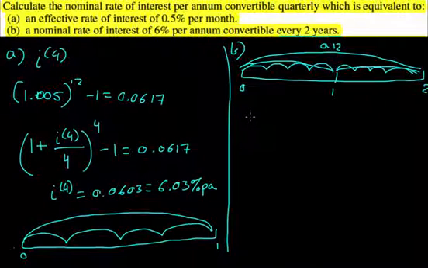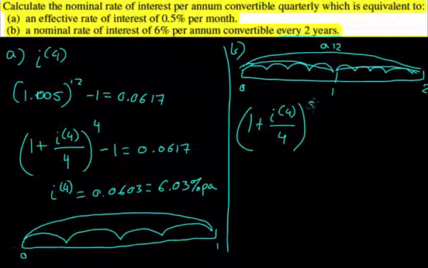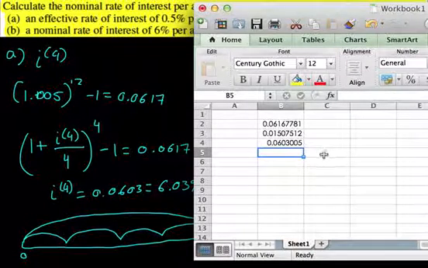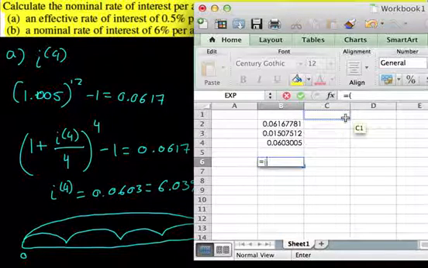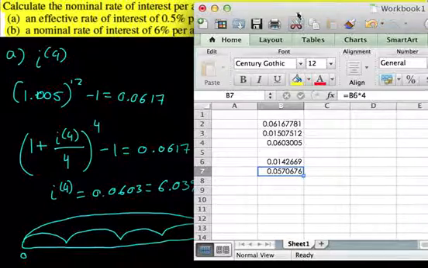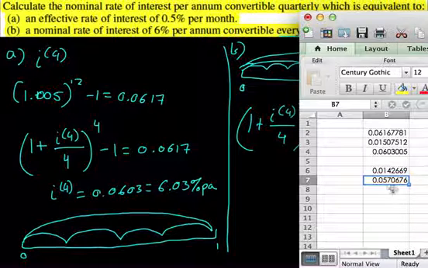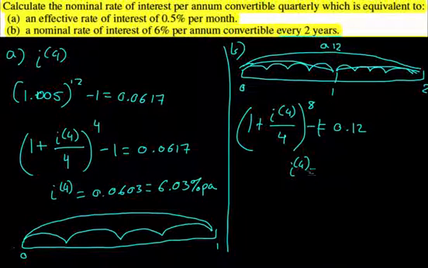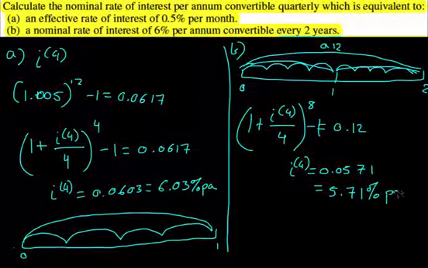So let's have a look at this. We're going to have 1 plus this rate over here, to the power of 8, and minus 1, is going to give us 0.12. Let's have a quick look and make sure everything is done correctly. So it'll be 1.12 to the power of 1/8. Then we minus 1, and then we take that and multiply it by 4. That's going to give us our annual nominal rate convertible quarterly, which is 5.7%, or actually 5.71%. So let's write that down: i(4) equals 5.71% per annum convertible quarterly.